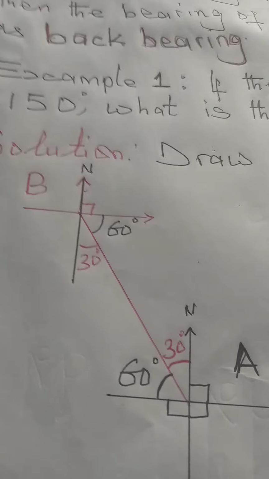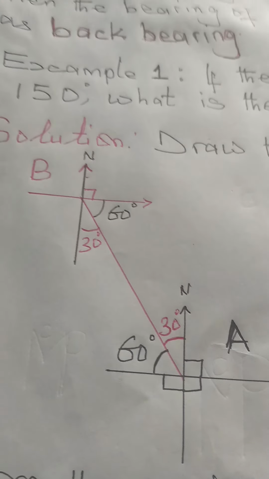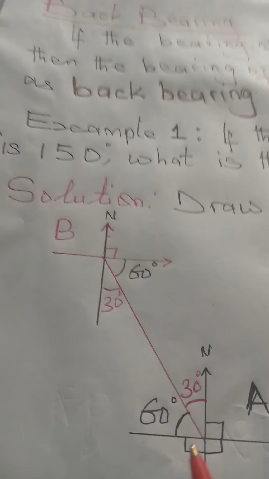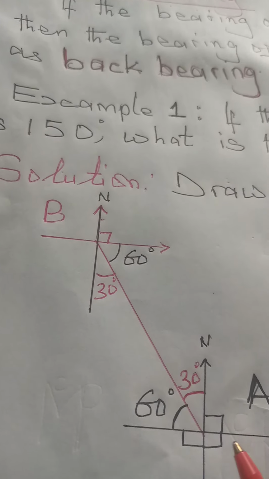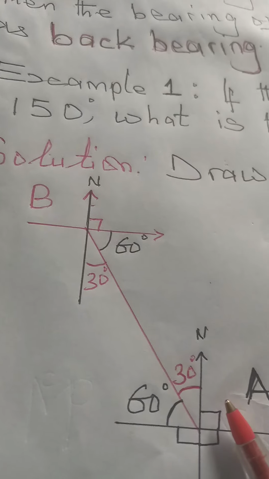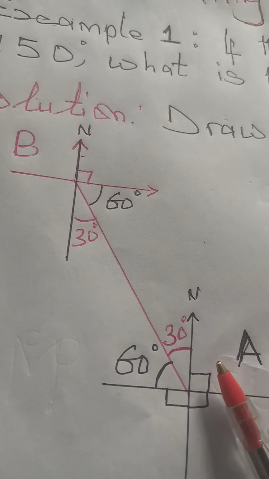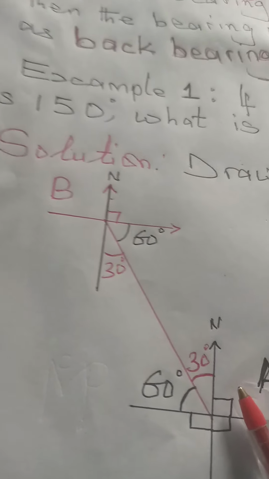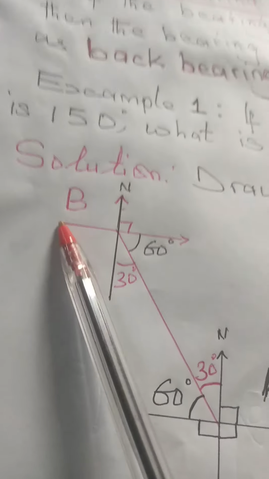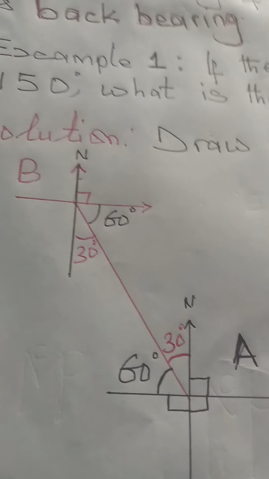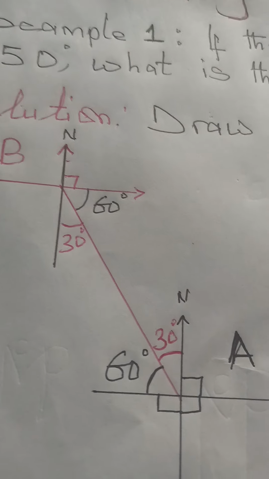Now, you draw your 4 cardinal points there as well. After which, you will observe that this line joining B to A is actually a transversal. A transversal is a line that joins 2 parallel lines. The 2 parallel lines we have here are this horizontal line at point B and the second horizontal line at point A. So this line becomes a transversal.